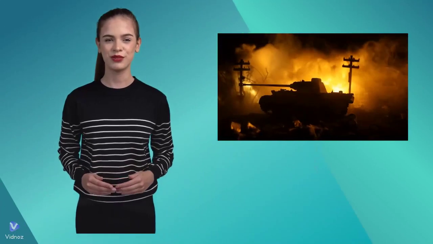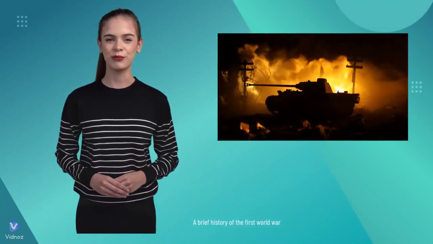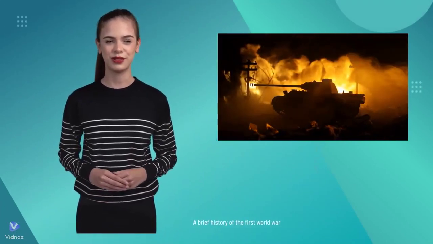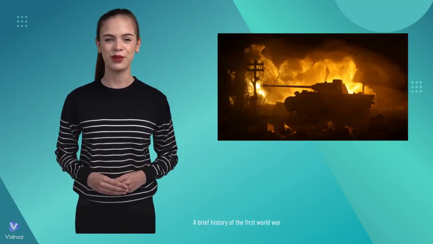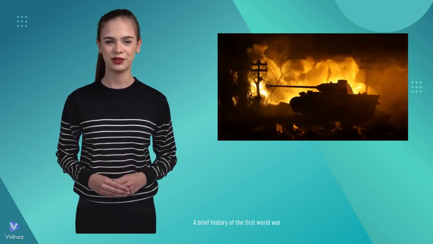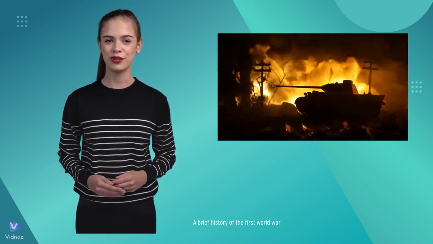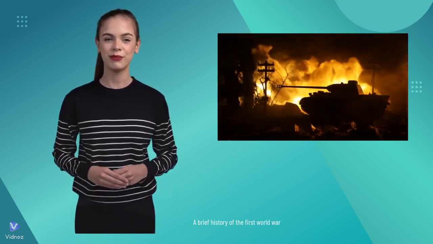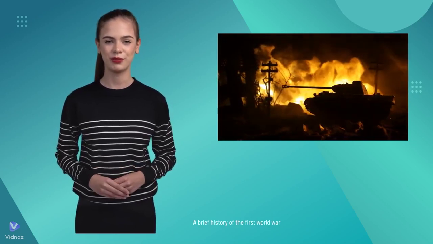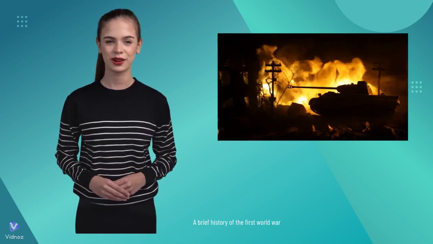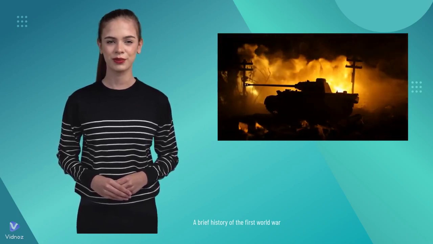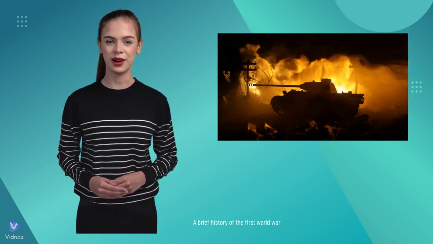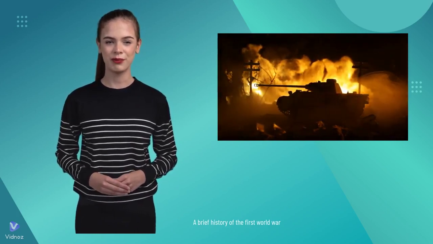There were a number of factors that contributed to the outbreak of World War I. These included nationalism. The rise of nationalism in the late 19th and early 20th centuries led to increased tensions between European nations. Imperialism. The competition for resources and colonies led to conflict between the European powers. Militarism. The buildup of armies and navies in the years leading up to the war created an atmosphere of fear and suspicion.